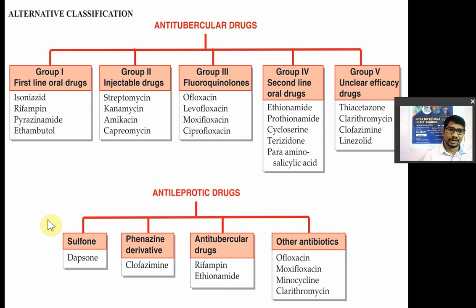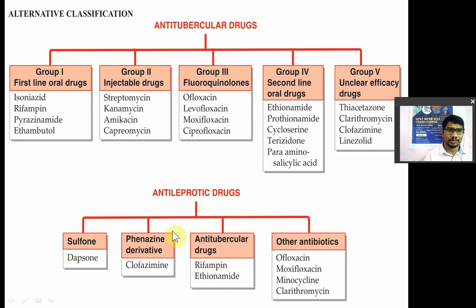So in that different kinds of drugs are used. पहला होता है सल्फोन. Sulfone is nothing but dimethyl diphenyl sulfone and sulfone is a drug related to sulfonamides. उसका mechanism भी same ही है. It inhibits the synthesis of folic acid. Adverse effects भी same ही हैं.